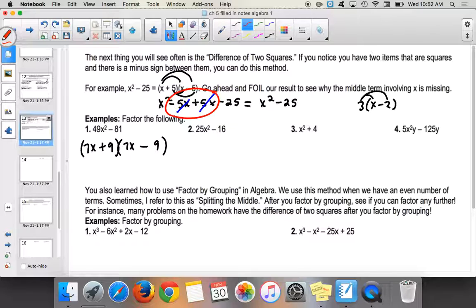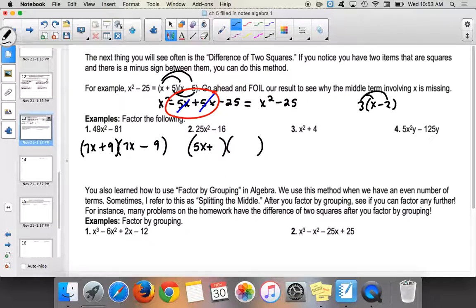25x squared, is it something times itself? Yeah, 5x times 5x, right? 16, something times itself. 4. Yeah, 4 times 4. So this is set up so it's the difference of two squares. So we automatically know how to factor that. We write our two parentheses down, and the two parentheses look almost identical, but one's going to have a plus and one's going to have a minus. So what is going to go inside those parentheses?